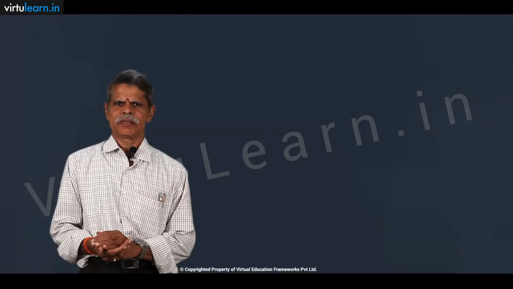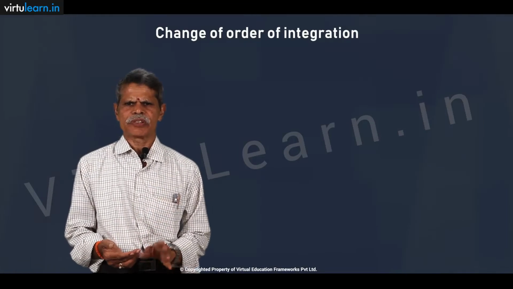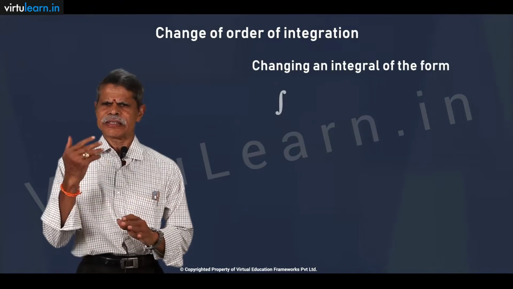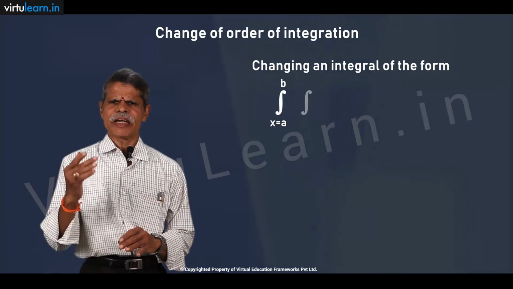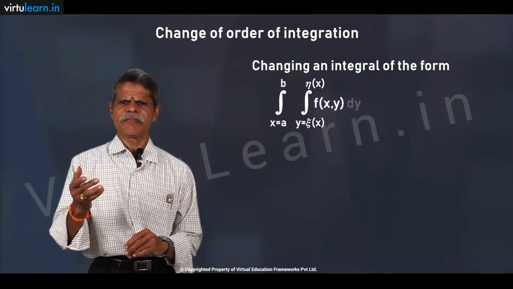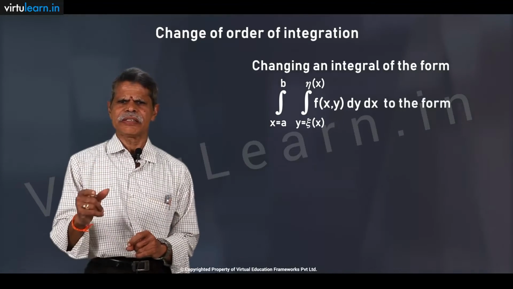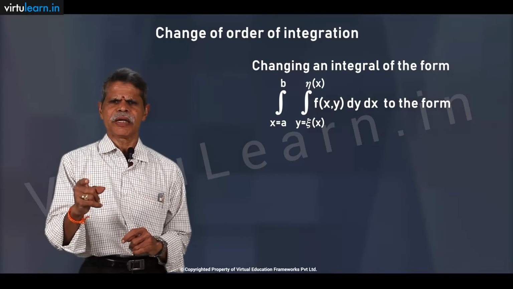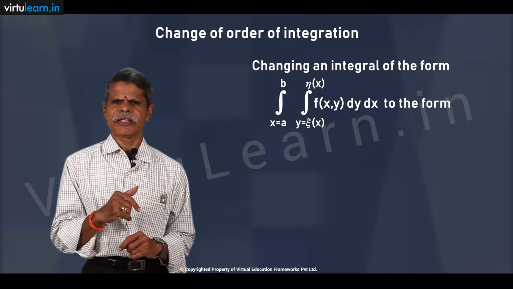Let us discuss one important aspect related to evaluation of double integral, that is change of order of integration. Suppose we have an integral of the form integral x is equal to a to b, integral y is equal to psi x to eta x, f of x y dy dx. We notice that here y is having variable limits and x is having constant limits.